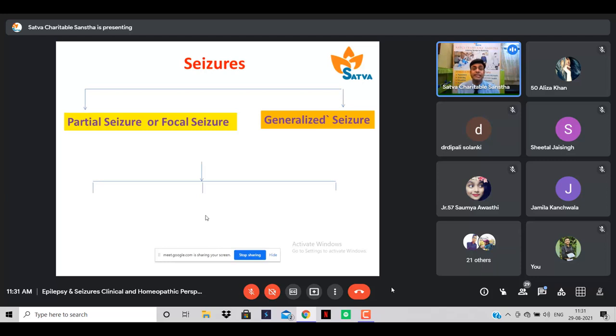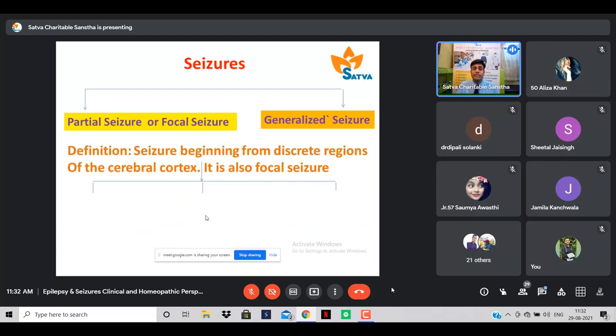Whereas the other category is a generalized seizure, where the larger portion of the brain is going against the synchrony of the neuronal impulses. They become asynchronous, and they are leading to a havoc in the body, and the person gets into a generalized tonic-clonic convulsions, and that is known as generalized seizure.